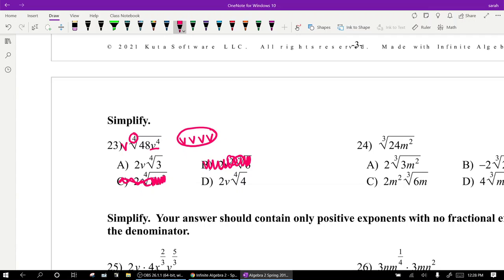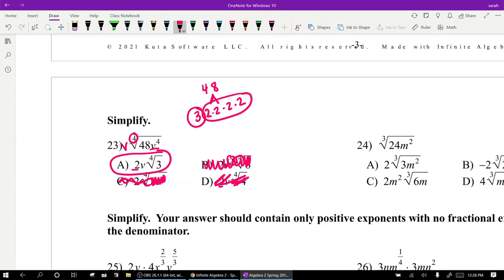All right, so now I have 2 choices, and 48 is made up of, let's take a look at 48. That's made up of 12 times 4. 12 times 4 is 3 times 4, which is 2 times 2. And that's 12 times 4 is another 2 times 2. So I've got 4 2's that I can take out. So both of them have that. And I'm left with a 3, not a 4. So my final answer for 23 has to be A.